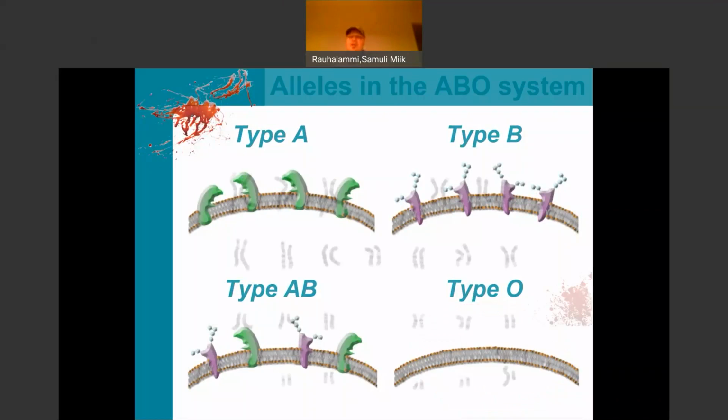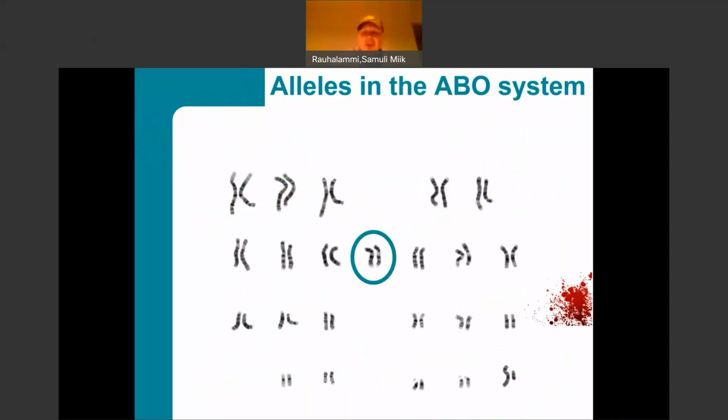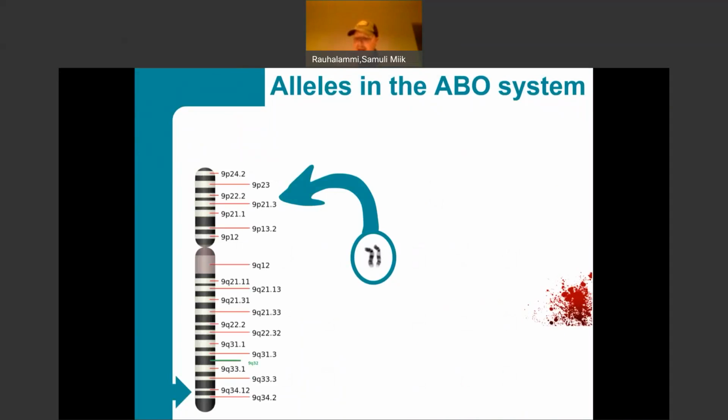If we think of the genetics aspect a little bit when we talk about the ABO blood system, what we'll notice is that the alleles for your A, B, and O blood groups are actually coded on the long arm of chromosome number 9.